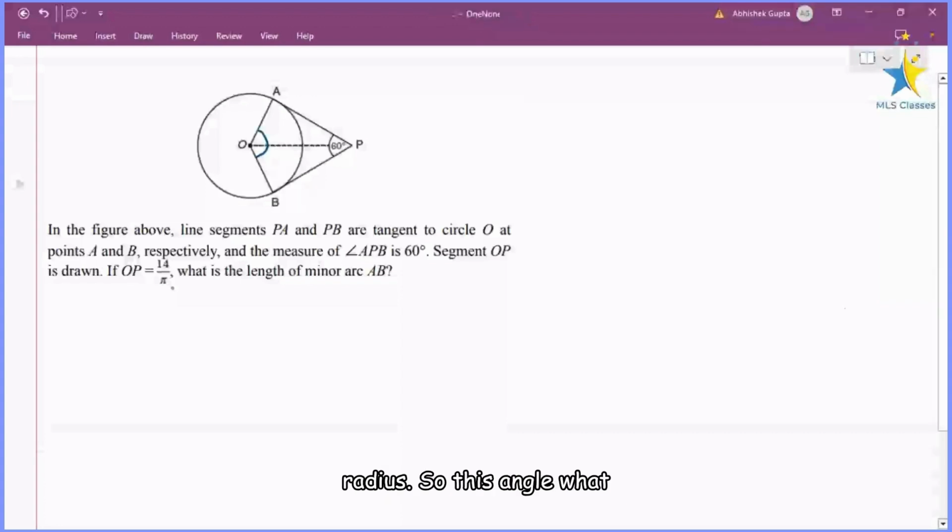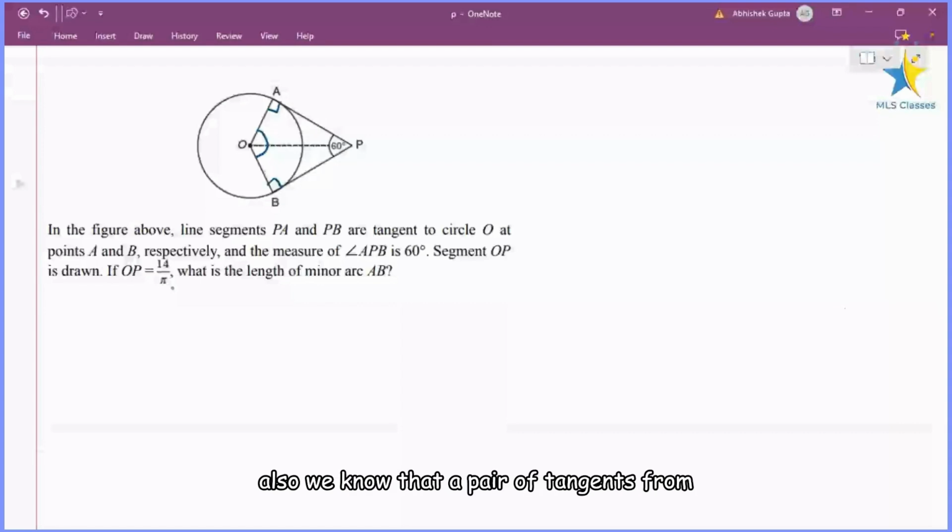First of all, OA and OB are radii, and these radii are at the contact points of the tangents. That means these two angles will be 90 degrees. Also we know that a pair of tangents from an external point to the circle are equal. That means these two sides are equal. This angle is 60 degrees and this angle we have to find.